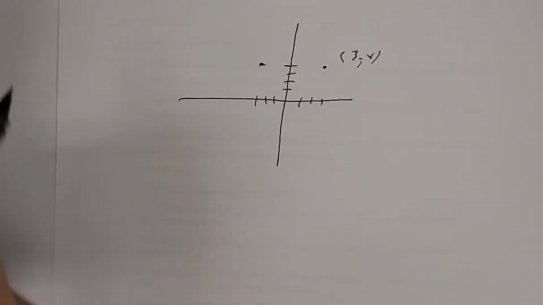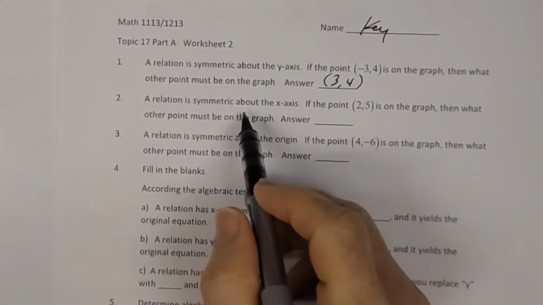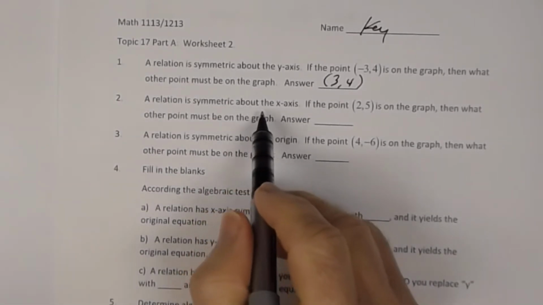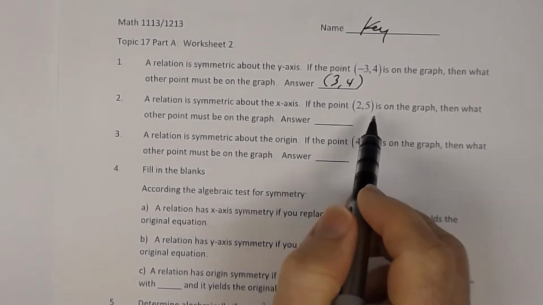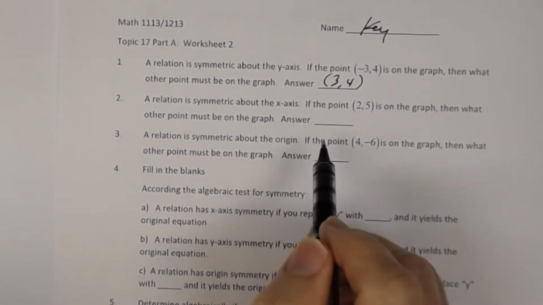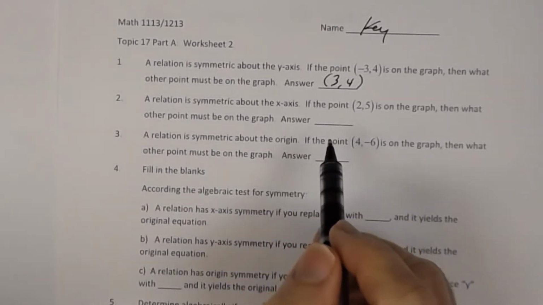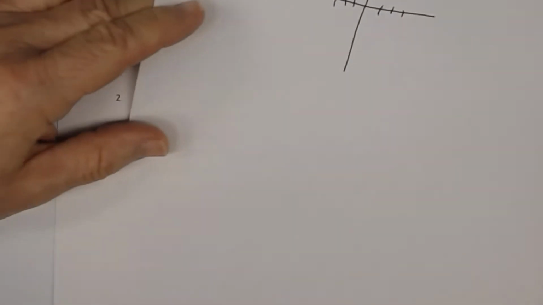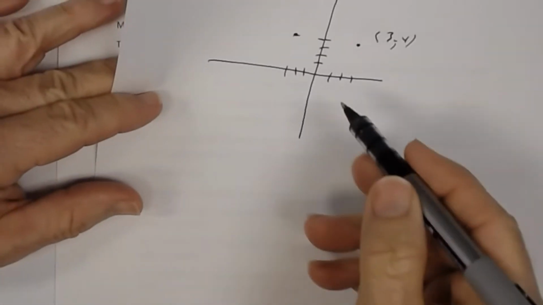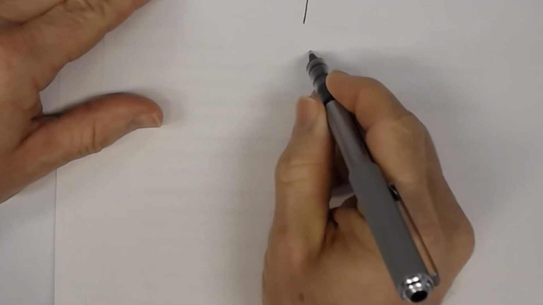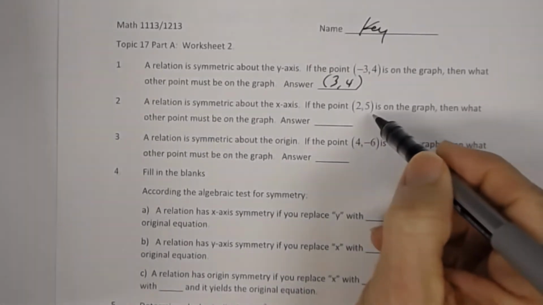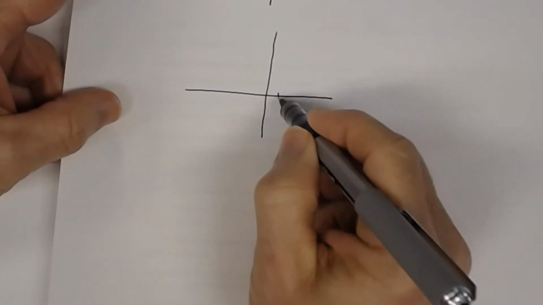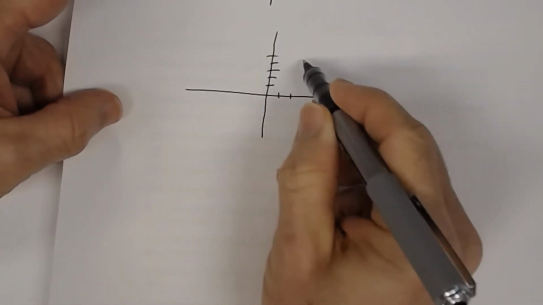Okay? And then you could do the same thing with the other one. With number 2, you're told that a relation is symmetric about the x-axis this time. If the point (2, 5) is on the graph, then what other point should be on the graph? This time it's symmetric about the x-axis. So let's do one like we did this one. The point (2, 5) is on the graph: 1, 2, then 1, 2, 3, 4, 5.